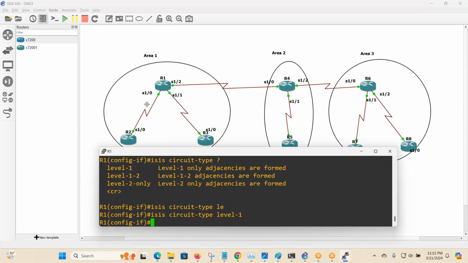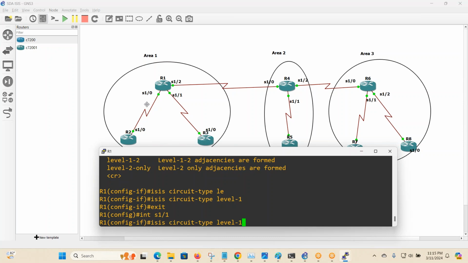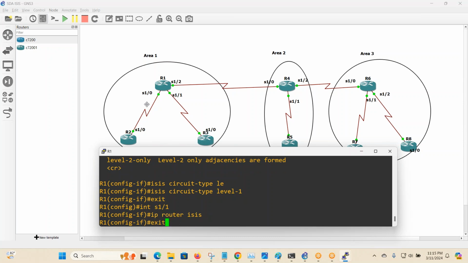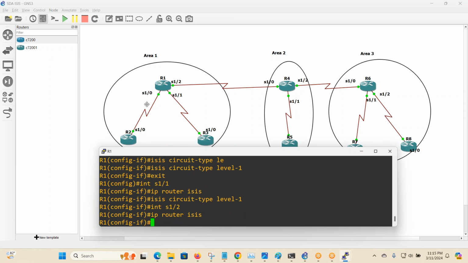Now we exit from here and go to interface serial 1/1. We use the same command, ip router isis, and isis circuit-type level-1. Now we go to serial 1/2. On serial 1/2, ip router isis, and then the circuit type is level-2. We just want to establish an L2 neighbor relationship. We don't want to establish an L1 neighbor relationship between the routers in two different areas. This is how we can configure the routing for IS-IS.